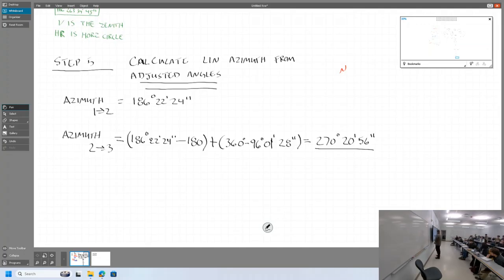So now, using that information, we can get to azimuth 3 to 4. And again, same thing. We go 270 degrees, 20 minutes, 56 seconds.